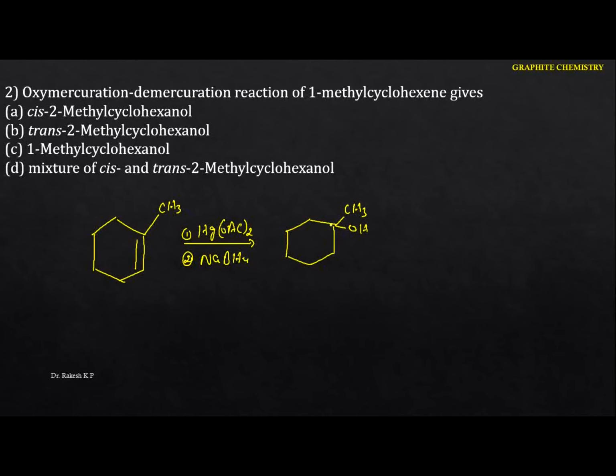But this particular cycloalkane does not show geometrical isomerism. Hence the name of this compound is 1-methylcyclohexanol. In this case the option is C. Okay, next one.